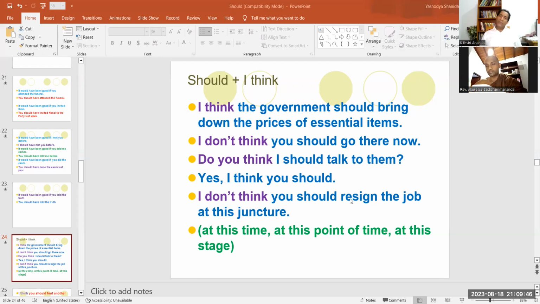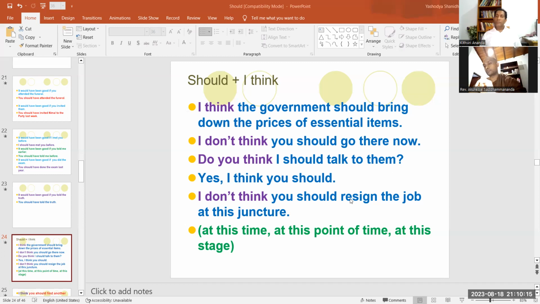So you can seek advice from the other party. You can request advice from another individual. Do you think I should talk to them? Do you think I should go there? Do you think I should invite them? Do you think we should have a party? Do you think that we should have an alms giving? Do you think that we should have a spirit chanting ceremony?